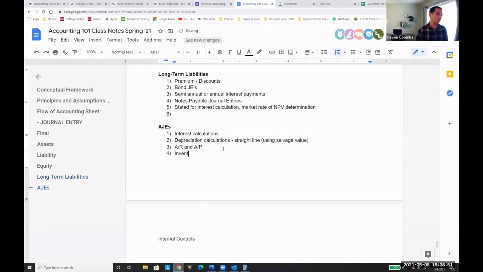Inventory. I just want to make sure you go back and revisit it, and make sure you understand the FIFO perpetual method. FIFO, LIFO, let's revisit it. And I want you to know the journal entry for selling inventory. The key there is the journal entry for selling inventory is two-pronged. You have sales and cost of sales.